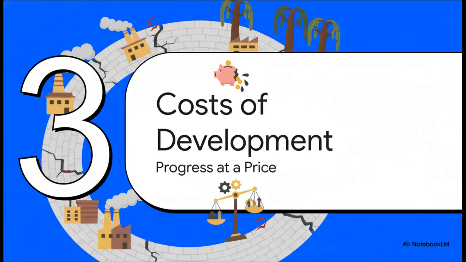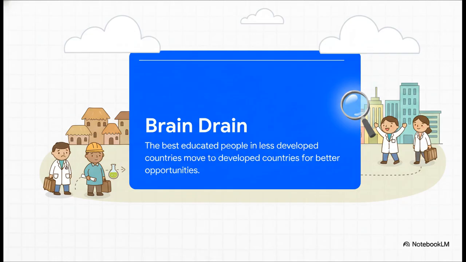Okay, but this is where the story gets a little messy. This whole path to becoming a developed country isn't always a simple, happy story. A lot of the time, this so-called progress comes at a really high price. One of the biggest hurdles for less developed countries is this phenomenon called brain drain. It's exactly what it sounds like. A country's best and brightest, the doctors, the scientists, the engineers they desperately need, end up leaving for better jobs and a higher standard of living somewhere else.